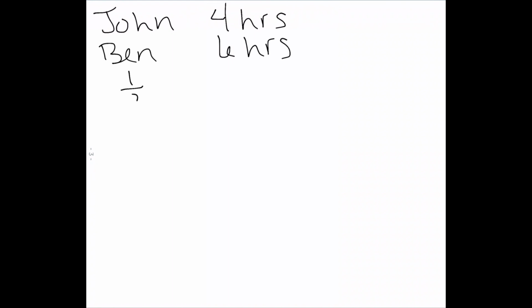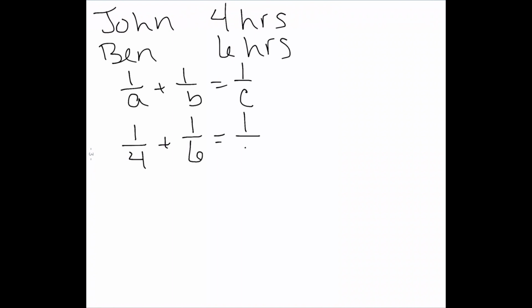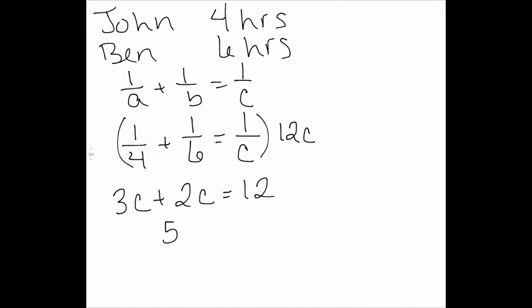So in general, the way this is set up is 1 over A plus 1 over B equal to 1 over C. In this case, it takes John 4 hours and Ben 6, so C is the amount it takes them together. 4 and 6 have a common denominator of 12, so I'm going to multiply through by 12C. 1/4 times 12 is 3. 1/6 times 12 is 2. And here I would just get 12. So 5C equal to 12. Dividing both sides by 5, we get that together it would take them 2.4 hours.